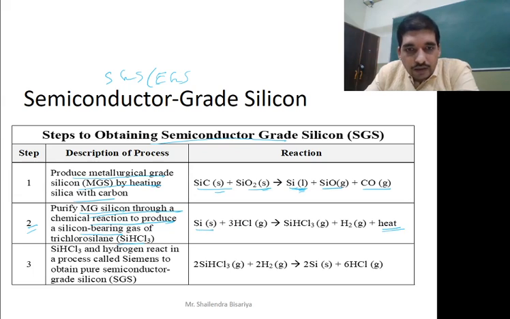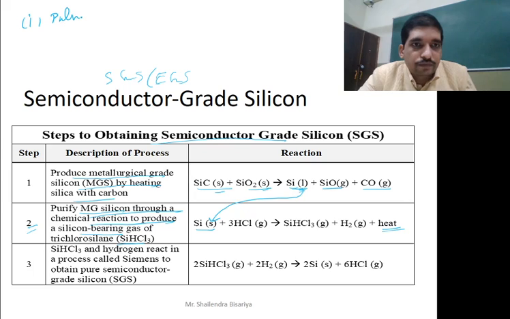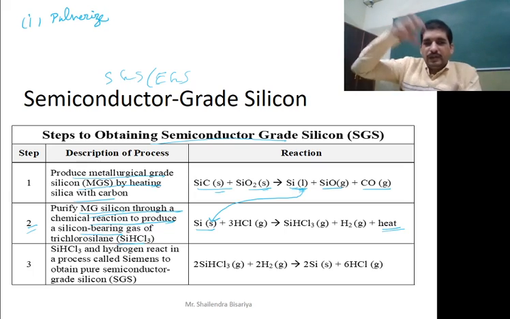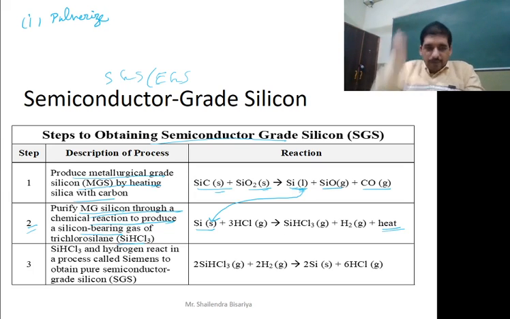So Si in solid form, after coming out from the furnace in liquid state, becomes solid. When it becomes solid, the first thing we will do is pulverize it. It is in solid form and accumulated at one place, so we pulverize it and obtain something like stone form, some raw pieces of metallurgical grade silicon. Then we again heat it.